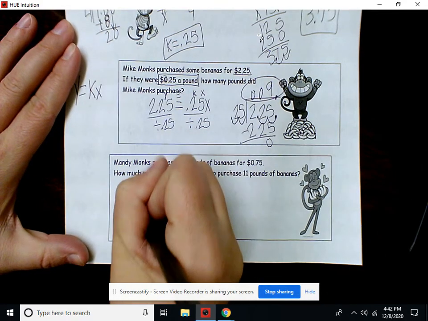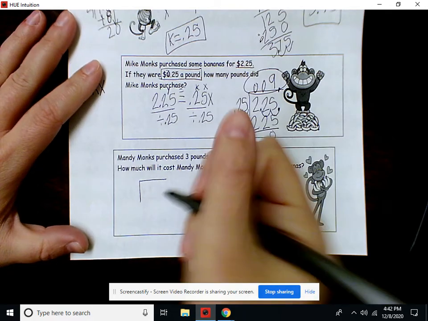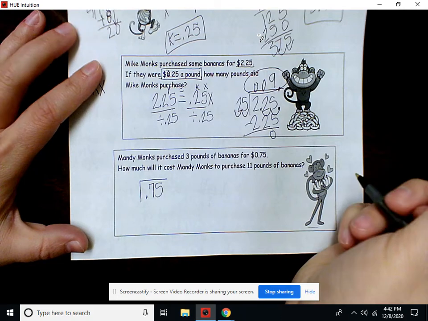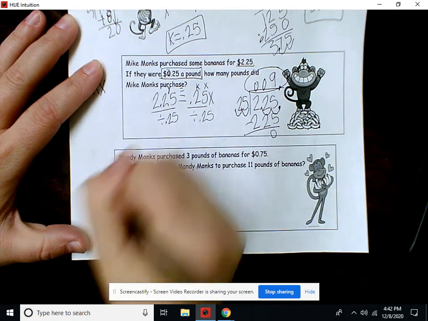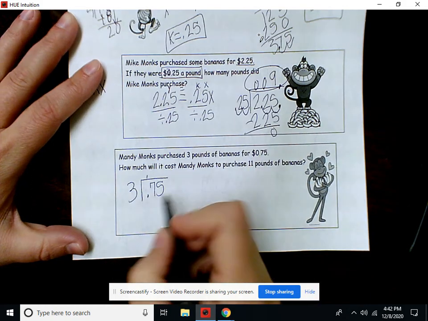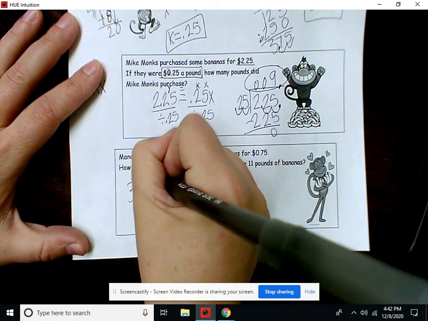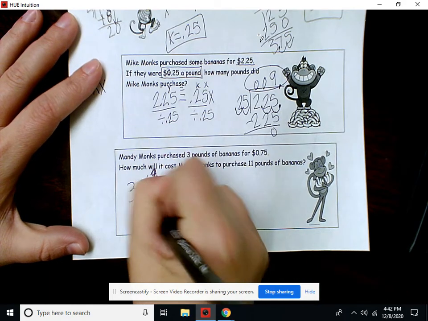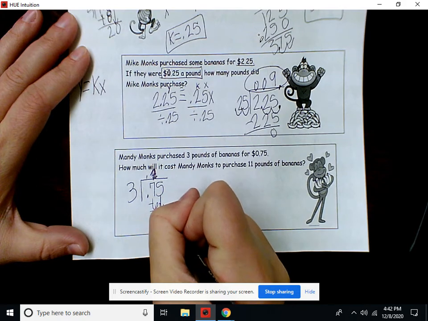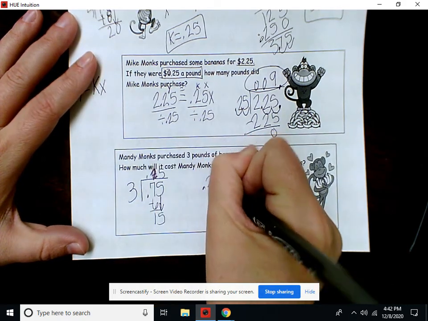So it's like we did Monday and Tuesday. It's finding that unit rate. So the money's going to go in. And again, I just drop that 0, 3 pounds on the outside. And then we're going to divide. So 3 will go into 7 2 times, which is 6. 7 minus 6 is 1. We'll bring down our 15. 3 will go into 15 5 times. So we know it's going to be 25 cents for 1 pound.